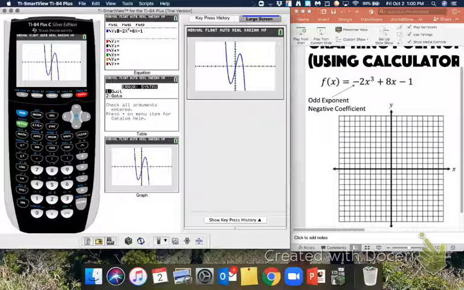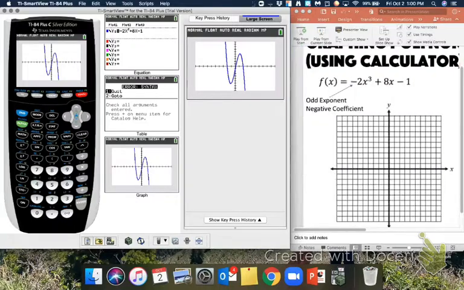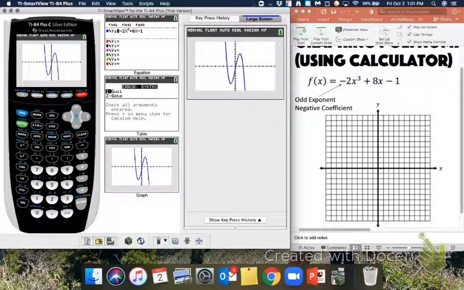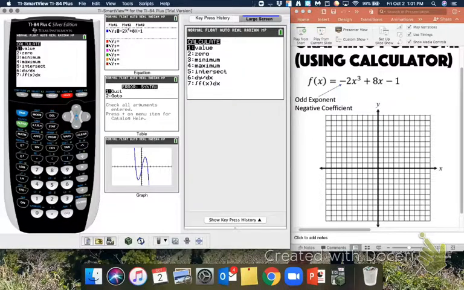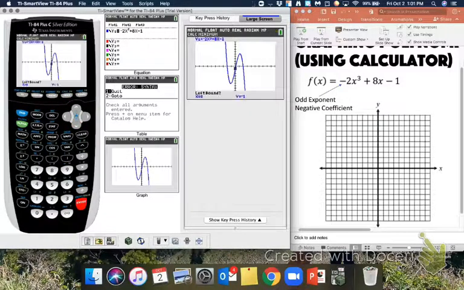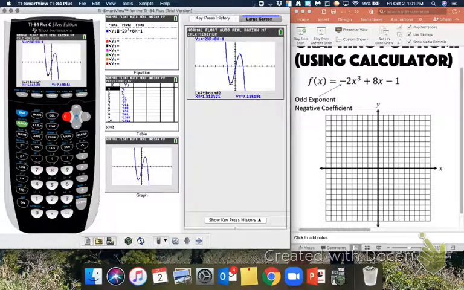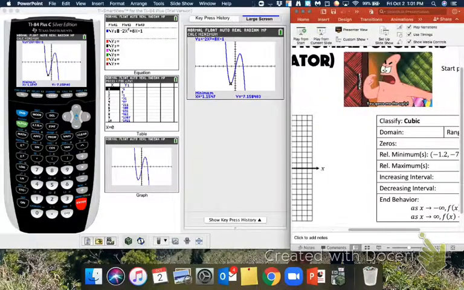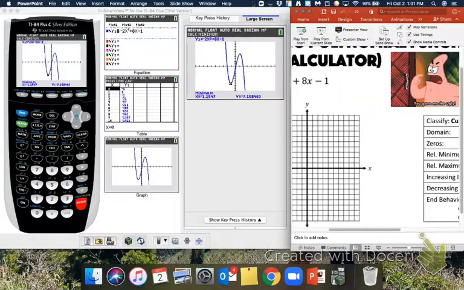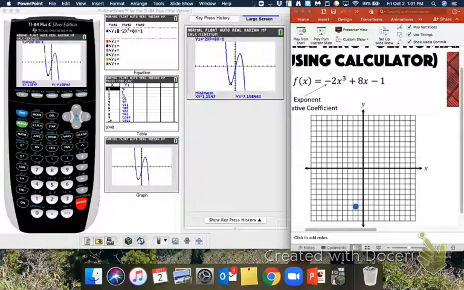Okay, so first let's find our maximums and minimums. So this right here is a minimum point. So if we go second trace, and then go down to minimum, we can move this over to the left of that low point, then move it to the right of that low point, and then push enter. So it's negative 1.2 and negative 7.2. So our minimum is negative 1.2, negative 7.2, and we're going to graph that right here.